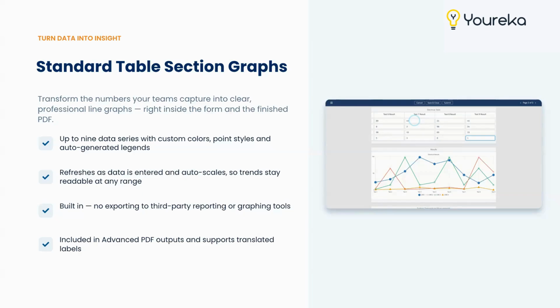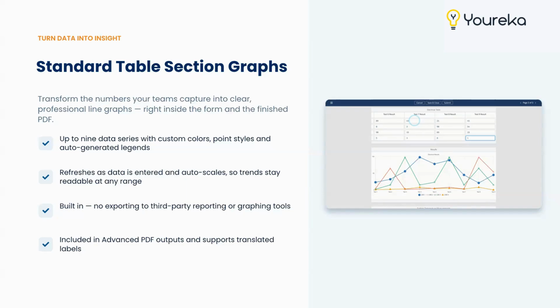That helps technicians and supervisors identify outliers, patterns, or deteriorating conditions earlier. The graphs support up to 9 data series, along with custom colors, point styles, auto-generated legends, and auto-scaling. As values are entered or updated, the graph refreshes so the information remains readable and useful. There's also an important report benefit. These graphs can be included in advanced PDF outputs.